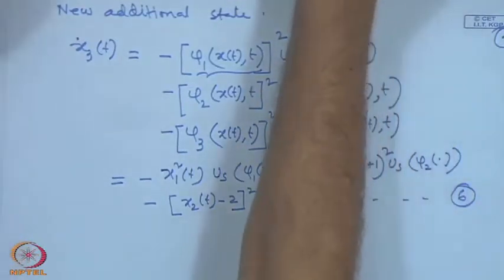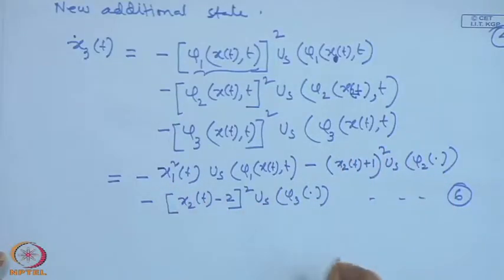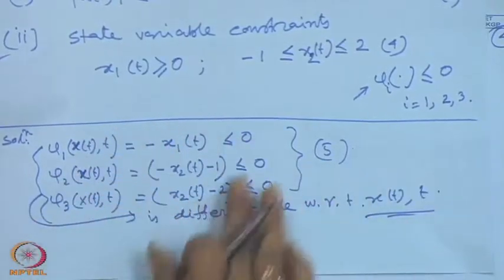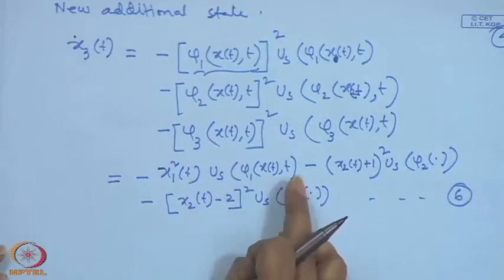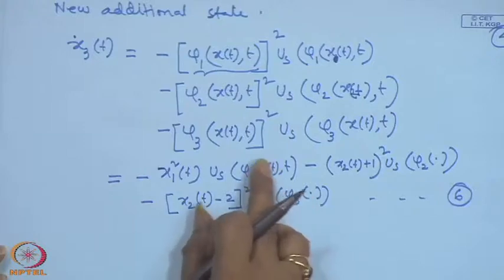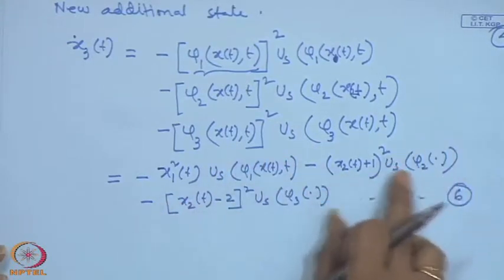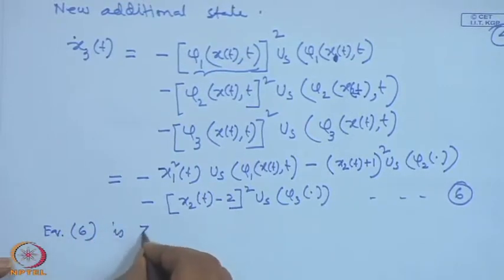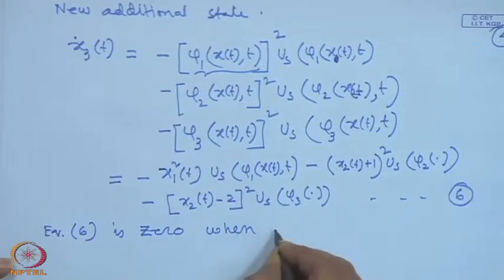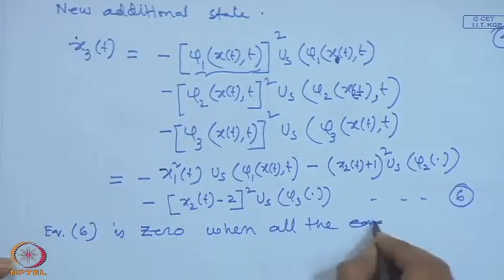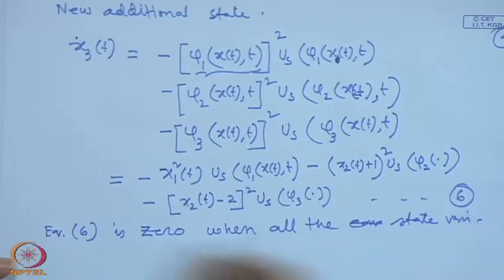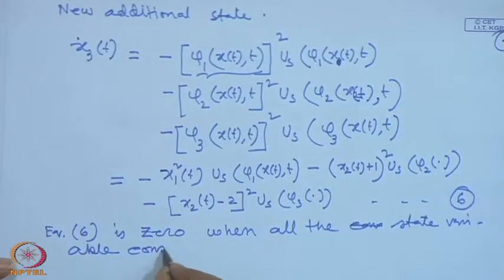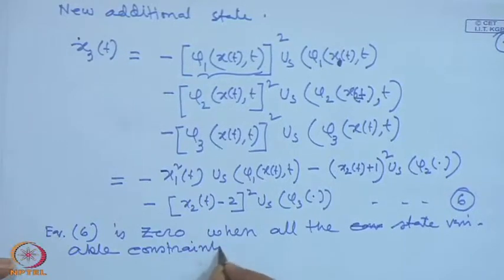Now, you see equation 6 is 0 when all the constraints in 5 are true. If all the constraints psi 1, psi 2 are true, that means they are less than or equal to 0, so this value will be 0, this value will be 0, this value will be 0. So equation 6 is 0 when all the state variable constraints are satisfied.